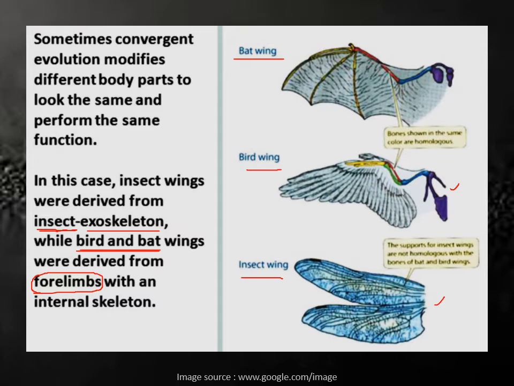So again, the organisms, although they solve the problem in different ways, are moving towards the same adaptive peak. They are producing the same kinds of, same looking external morphologies so that they can fly. So again, an example of evolutionary convergence.